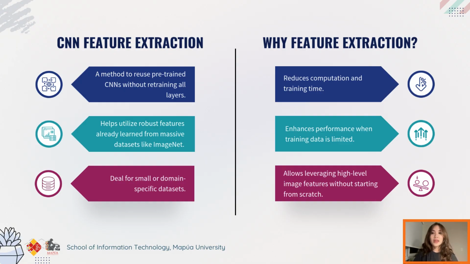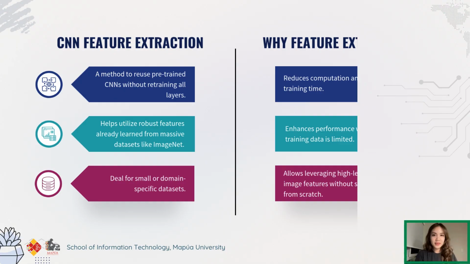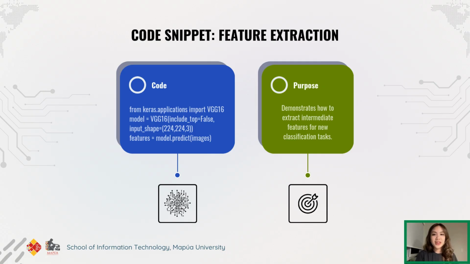By doing so, we can achieve high accuracy in classification tasks without needing to fully retrain a model, allowing researchers and developers to deploy efficient and effective solutions more quickly. In this code snippet, we demonstrate how to load the VGG16 model in Keras with the top classification layers removed.